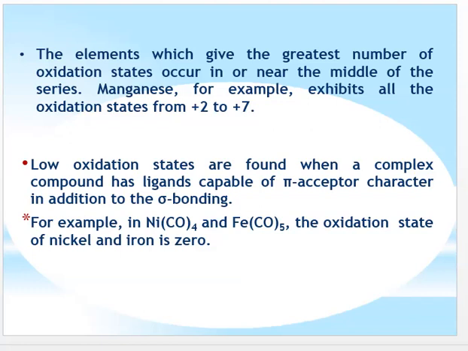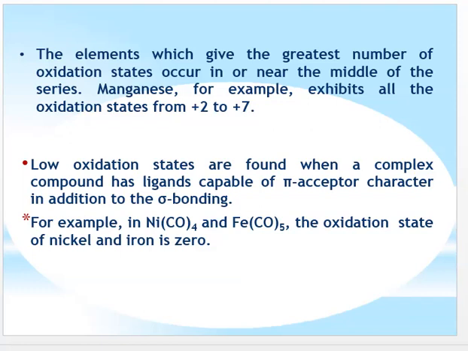The elements which give the greatest number of oxidation states occur in or near the middle of the series. For example, manganese exhibits all the oxidation states from +2 to +7. Low oxidation states are found when a complex compound has ligands capable of pi acceptor character in addition to sigma bonding.